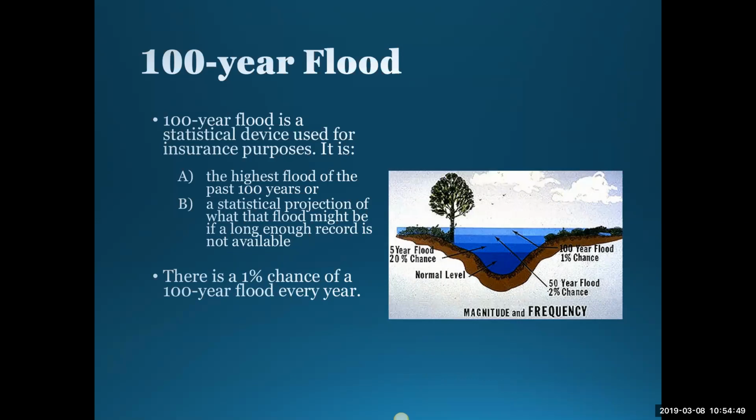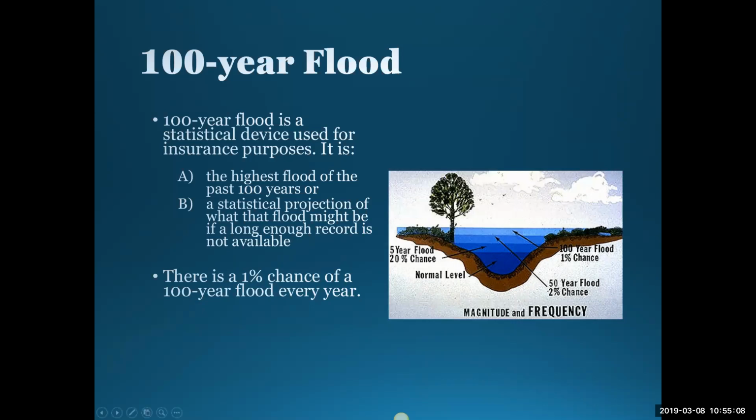So the phrase of this is so confusing. 100-year flood. That makes it seem like, okay, well, we're going to have one of these once every 100 years. And that's not it at all. Actually, what it is is the magnitude of the flood.